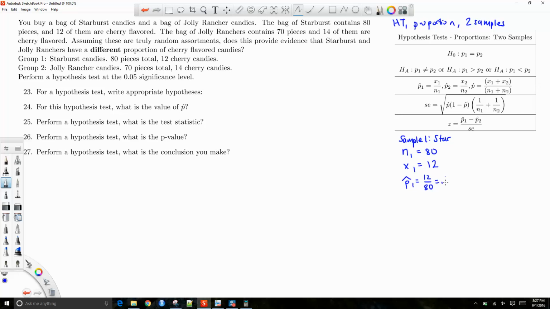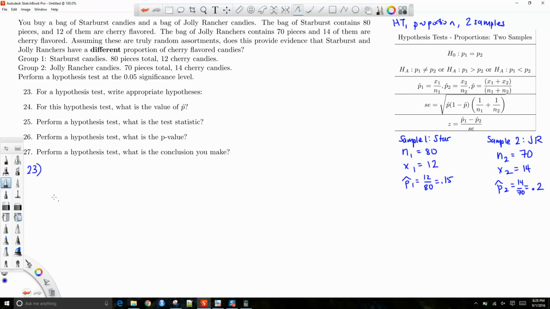Which is 0.15. Okay, sample 2 will be the Jolly Ranchers. We have a total of 70 pieces of candy. N2 is 70. Our X2, we have 14, which makes our P hat 2 14 over 70, or 20%. Okay, so I think it's useful to write out your numbers here. This will help keep everything straight later.